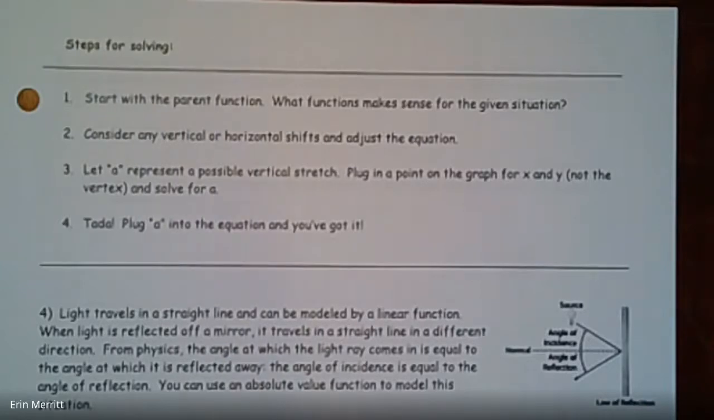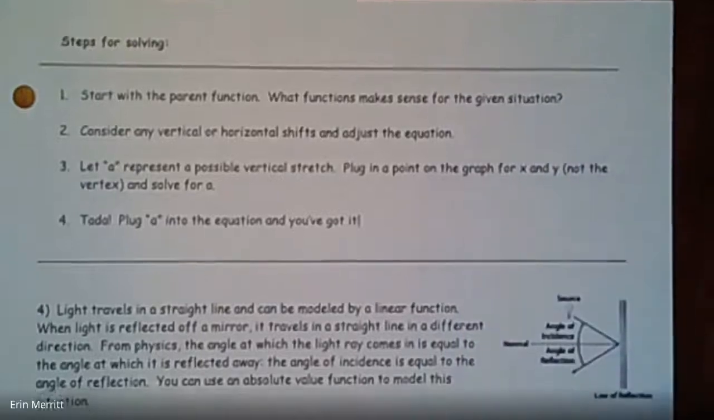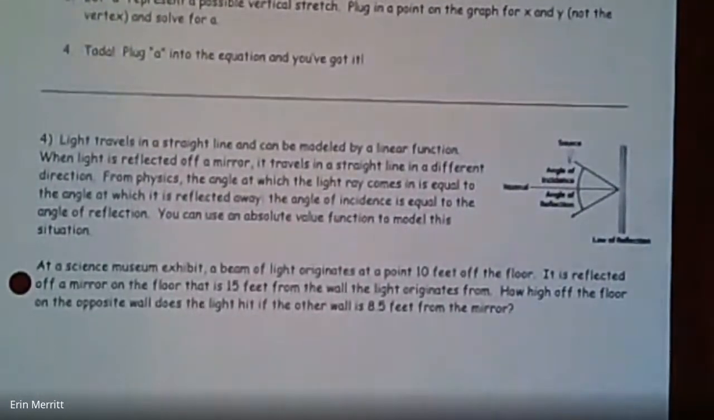It says, consider any vertical or horizontal shifts and adjust the equation. And then we're going to let A represent a vertical stretch. And now when we say vertical stretch, it really could be a vertical dilation, meaning a stretch or a compression here. So probably think of that more generally as a vertical dilation. And how we'll calculate what A is, we'll plug in a point on the graph, just not the vertex, and solve for A. And then ta-da, plug A back in and you've got it. All right. When we see it, this will make more sense, but just know that those are up there to reference.